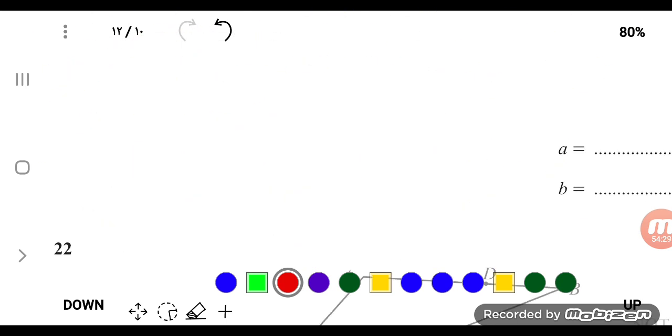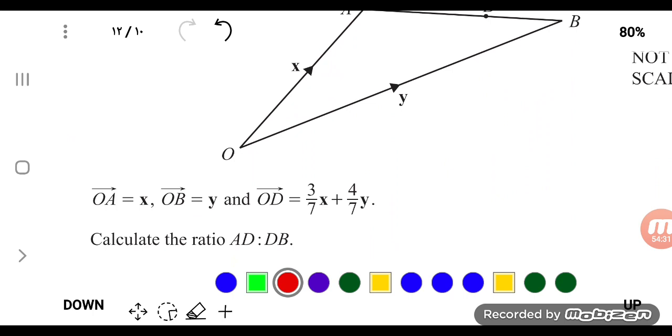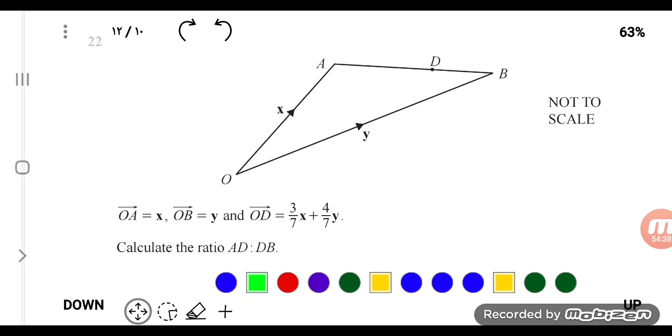Let's see now the next question. Okay, here you have a vector question, that's the last one. Calculate the ratio. You are given the information. Calculate the ratio AD to BD. So what I'm going to do is find AD, and if I find AD, the whole thing will be done. So let me see how we find AD.